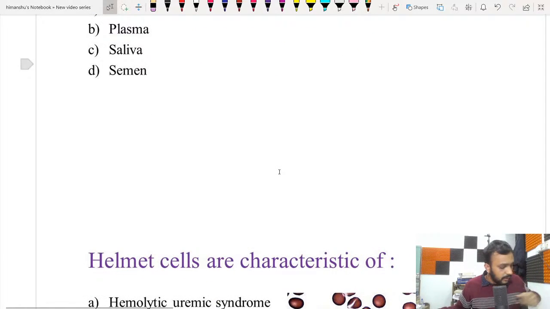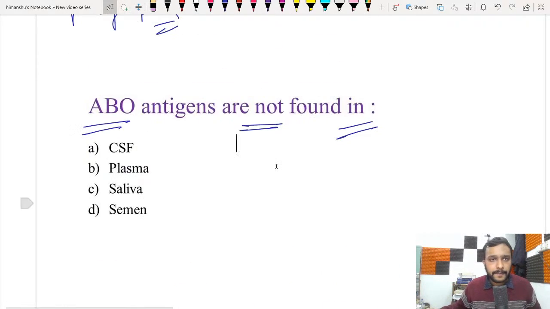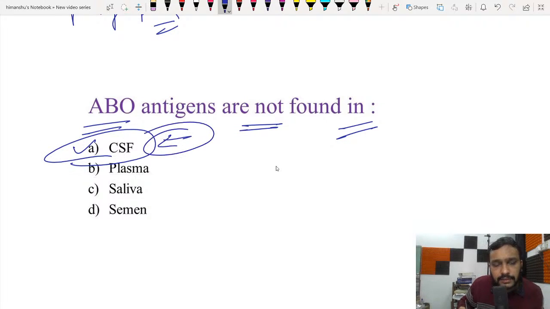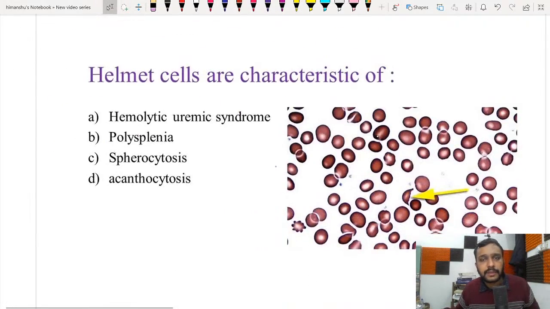Abioantigens are not found in CSF. Okay, abioantigens are not found in CSF. Many of you have got this question wrong. The answer is CSF.